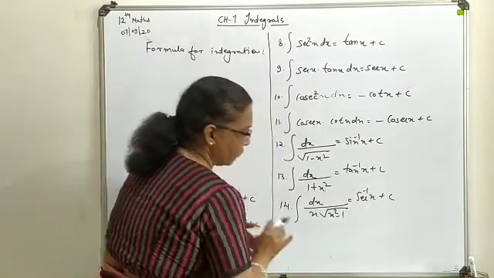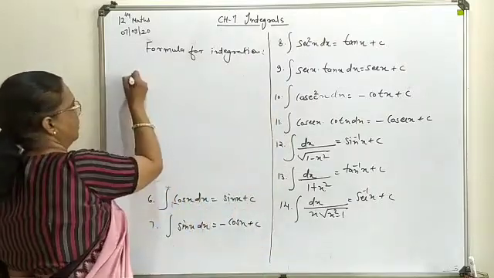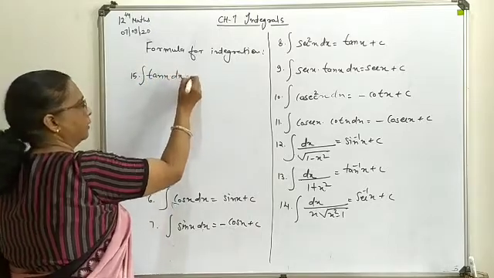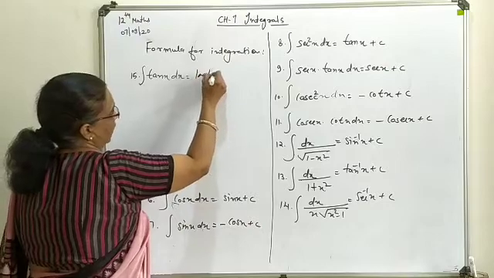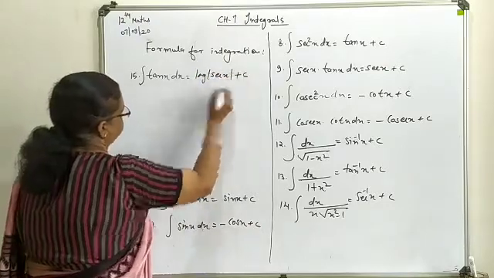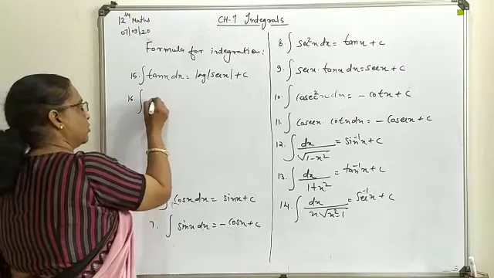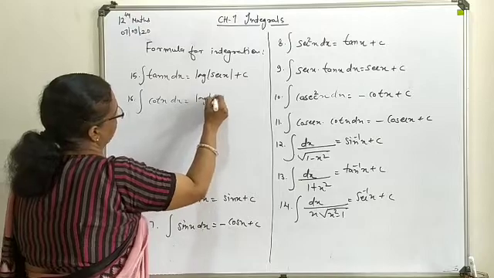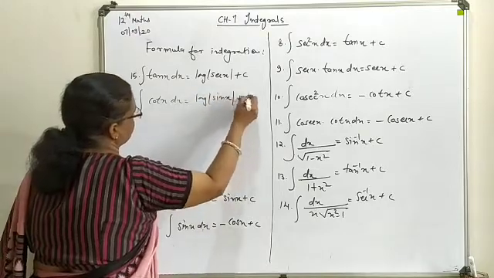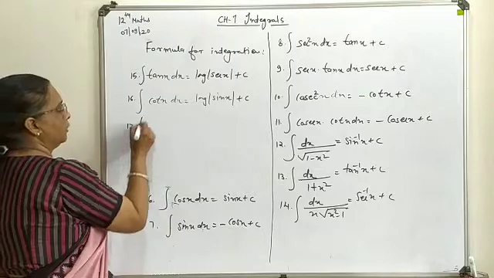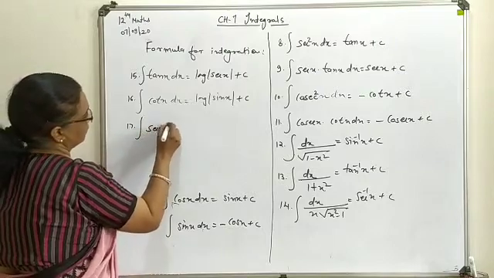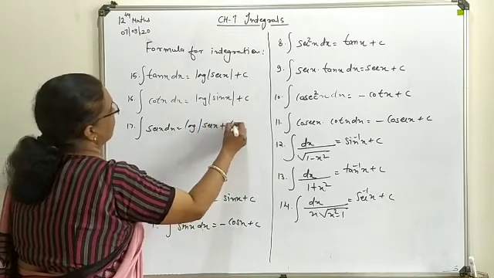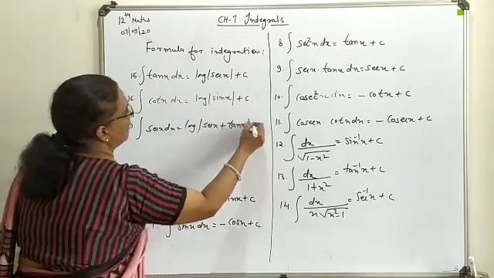Now the next is integration of tan x, that you will have as log modulus of sec x. If you write integration of cot x, that will give you log of sin x. If you go for sec x only, this will give you log of sec x plus tan x. These are the forms I am giving you.